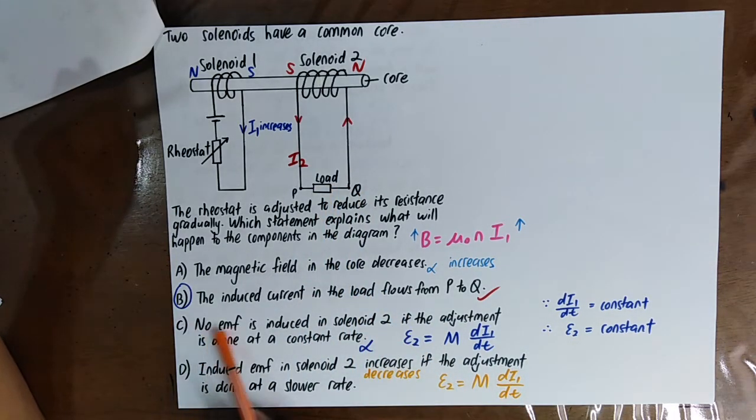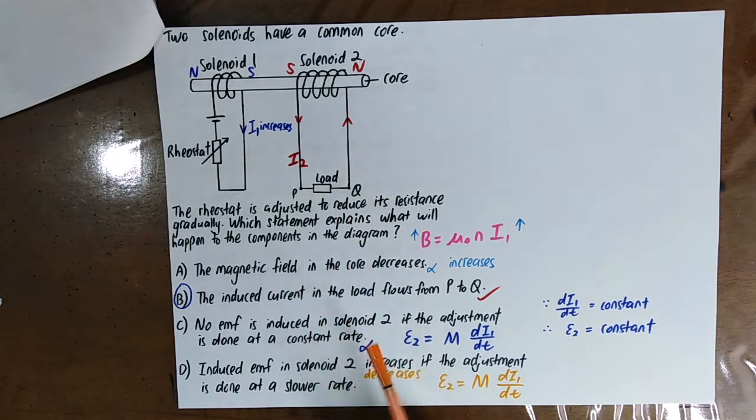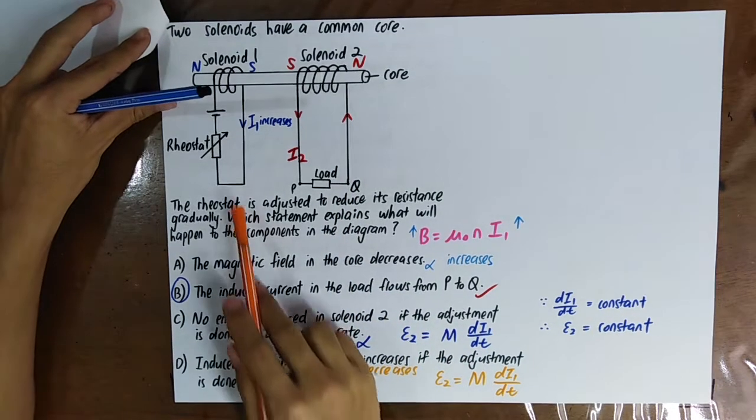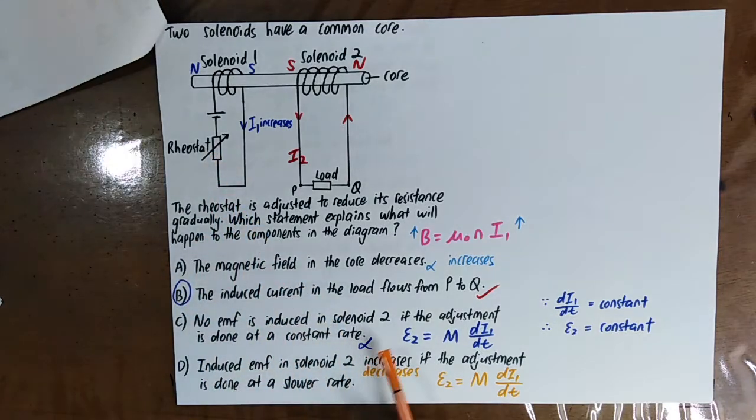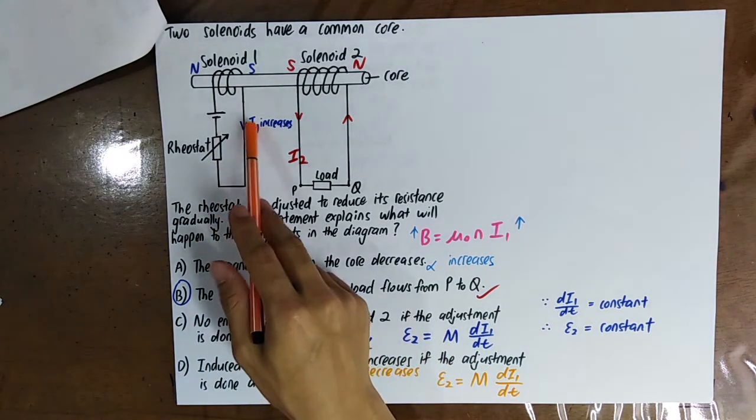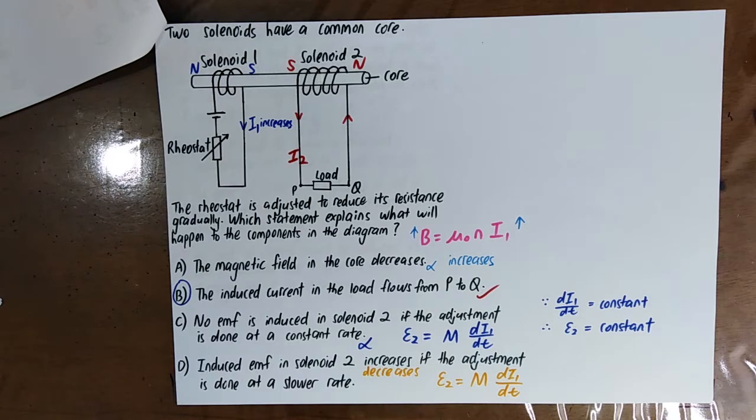Okay, no EMF is induced in solenoid 2 if the adjustment is done at a constant rate. If you adjust the rheostat constantly, that means that if I1 increases constantly, then di dt is a constant. So you know that when di1 dt is a constant and M is also a constant, then E2 is a constant. So E2 has a non-zero value. Okay, so this is wrong.